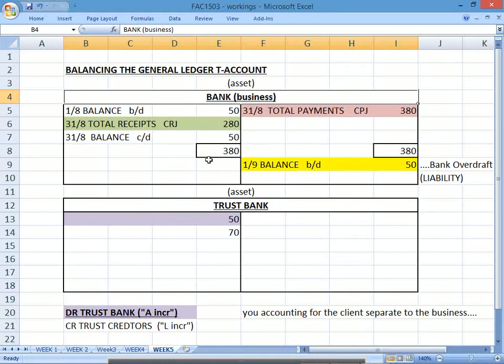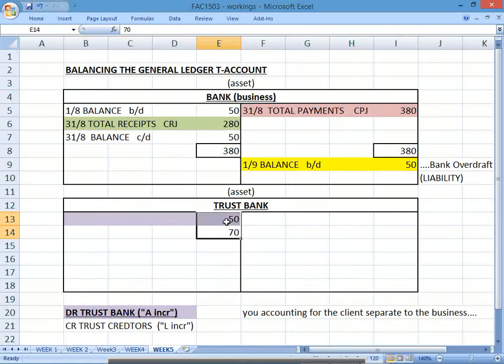But what I'm trying to say here is that if the business has its own money and it's representing a client, then if the client is short, you'd probably want to ask the client to make payments.